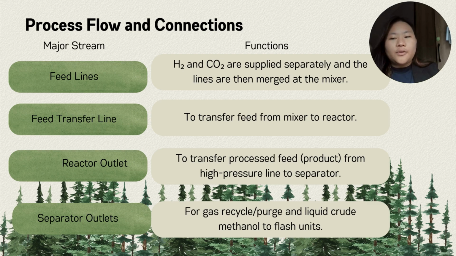The flow direction is set from left to right, and each unit is equipped with pressure and temperature gauges, sampling points, and flow meters. These instrumentation points ensure that the process can be properly monitored, controlled, and maintained.